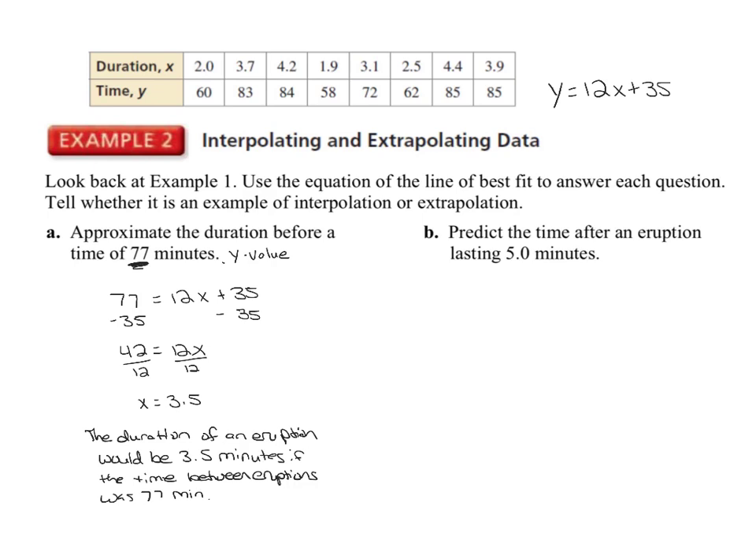And is this an example of interpolation or extrapolation? Since 77 minutes is between my lowest value and my highest value, this is an example of interpolation.